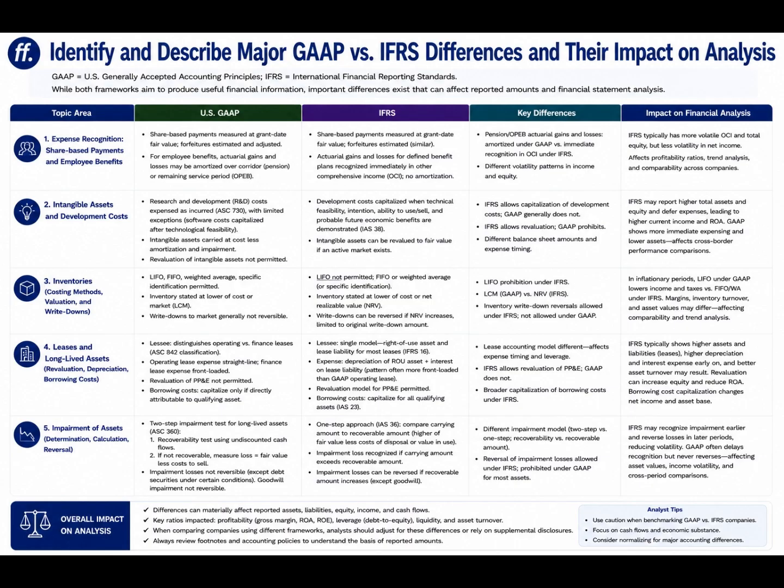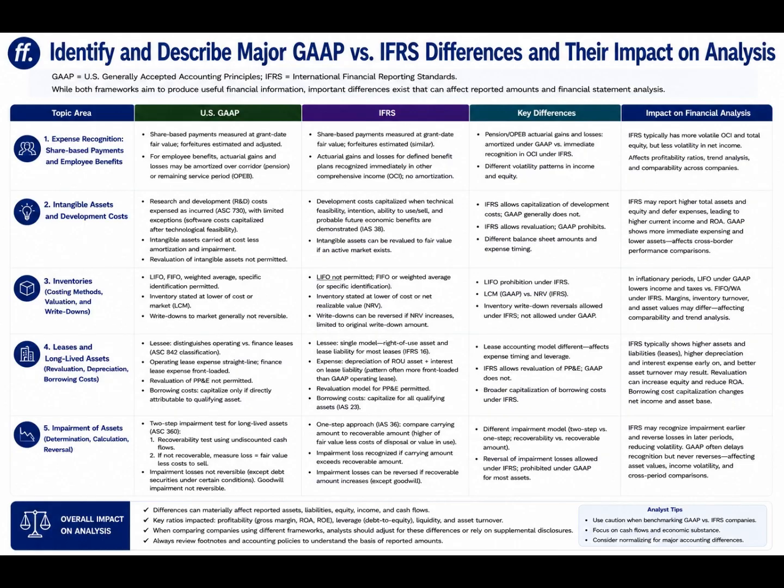Leases and long-lived assets, revaluation, depreciation, borrowing costs. Both frameworks recognize right-of-use assets and lease liabilities, but expense classification differs for lessees. GAAP distinguishes operating and finance leases, with different expense patterns, while IFRS generally applies a single finance lease model for lessees. IFRS permits revaluation of property, plant, and equipment and requires capitalization of borrowing costs for qualifying assets. GAAP prohibits revaluation and has more limited capitalization rules. These differences affect leverage, asset turnover, and earnings trends.